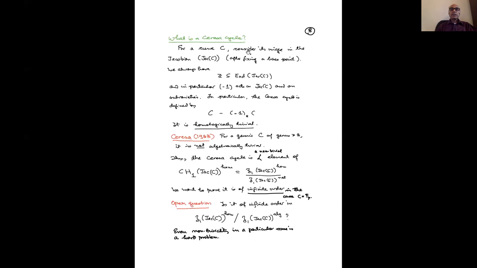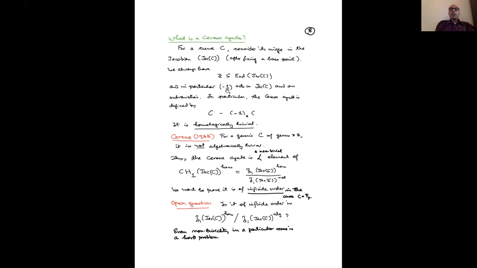Now, I mentioned Ceresa cycles. What is a Ceresa cycle? They're sort of the most obvious cycles you can make using a curve. So take a curve C, then you can embed it into its Jacobian. That's not canonical. The map from a curve to its Jacobian is not canonical. You have to fix a base point, and if you change the base point, you change the image. So you have the curve somehow sitting inside here. Now, this being an abelian variety has endomorphisms. In particular, I can multiply by an integer. That gives me an endomorphism of the Jacobian.